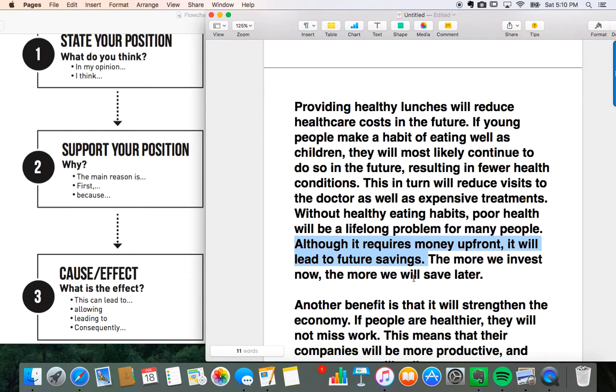Then, to end it, the more we invest now, the more we will save later. Again, future savings. To be honest, this is a little repetitive, but it shows you how to use this idea to improve your grammatical structures or to get better grammatical structures. And again, look at the first sentence. Reduce healthcare costs. One paragraph, one idea.